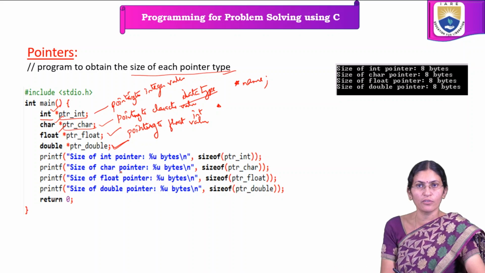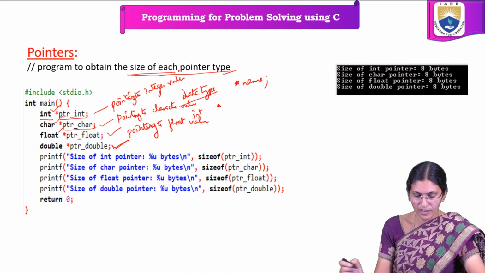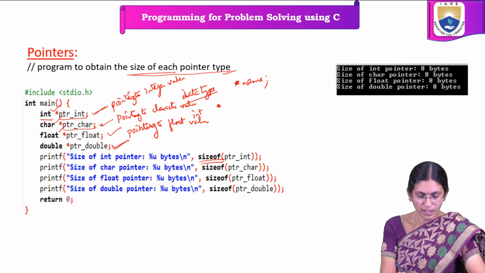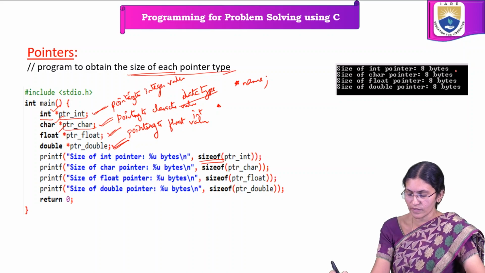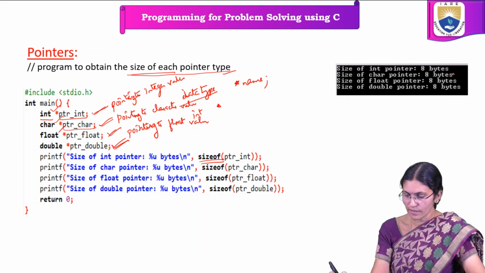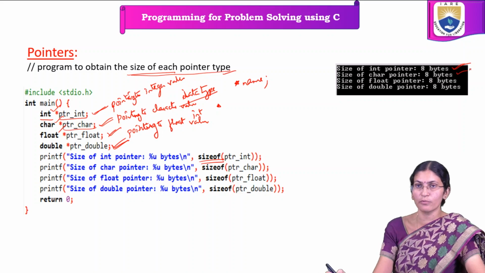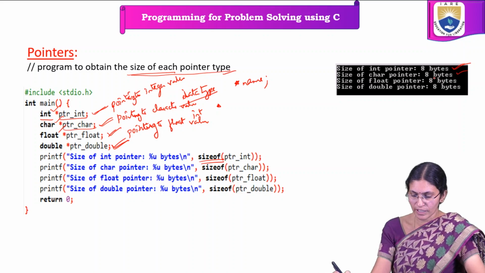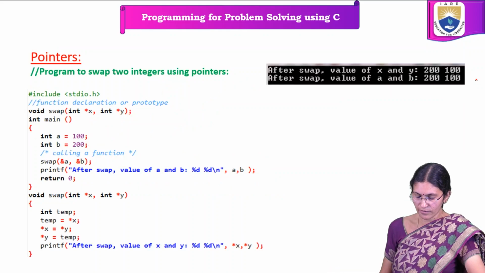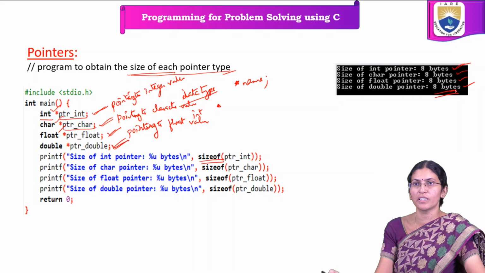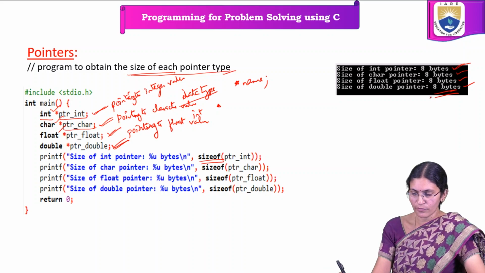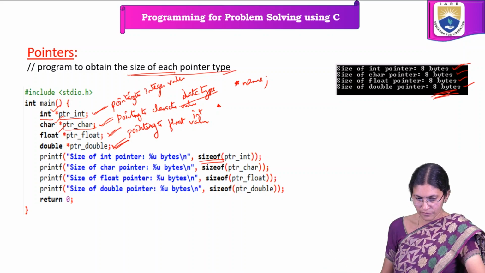So with the help of the sizeof operator, we can determine the size of each pointer type: integer, character, float, and double. So this is the output of this program. You can see here the size of an integer pointer is 8 bytes, size of a character pointer is 8 bytes. So irrespective of the data type to which it is pointing, it has a size of 8 bytes. This 8 bytes will depend upon the computer architecture. If it is a 64-bit machine, the pointer size is 8 bytes.